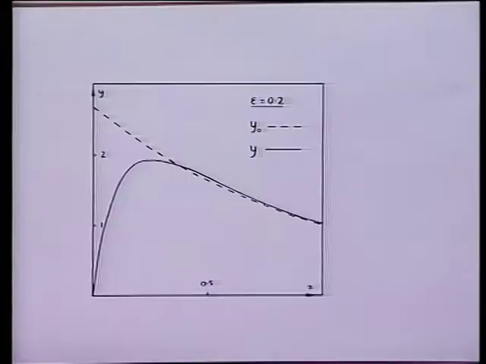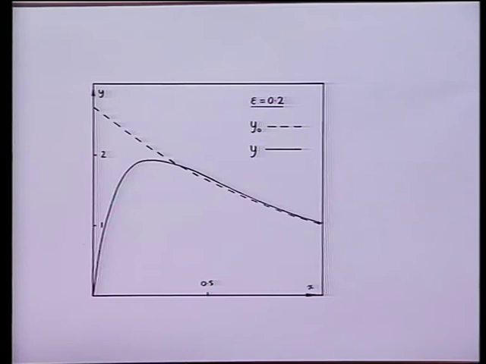We'll see by looking at the picture that it is good and bad. Here the full line denotes the exact solution, y, which I've obtained by a numerical process, and the dotted line shows our approximation y naught. The two lines have quite good agreement in this region, but very poor in this region. Perhaps epsilon isn't small enough. This was for the specific case of epsilon equals 0.2.